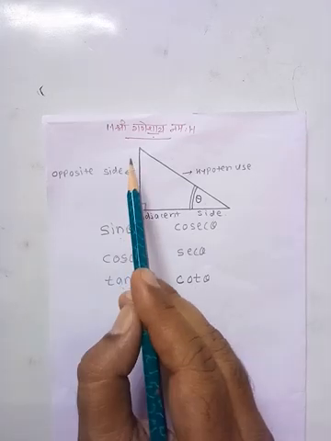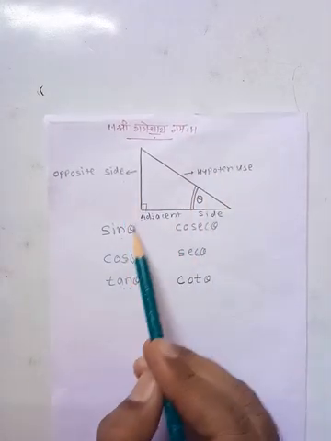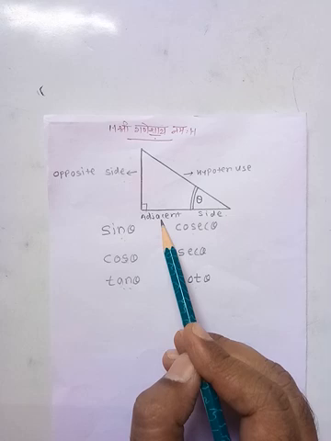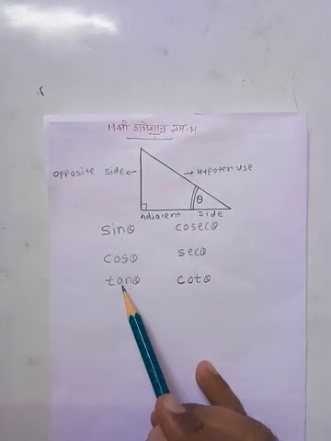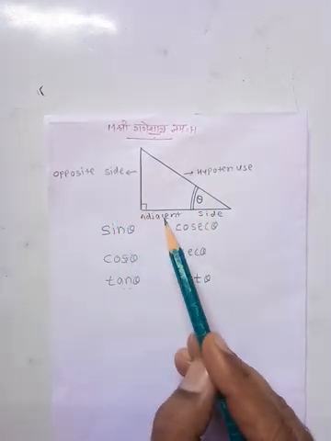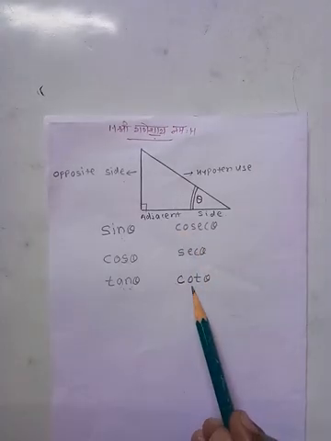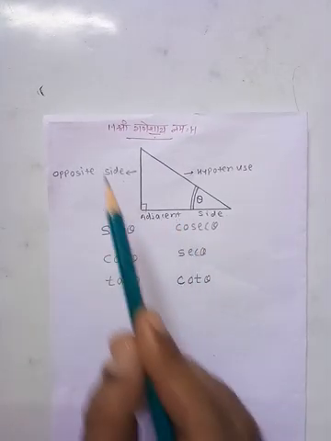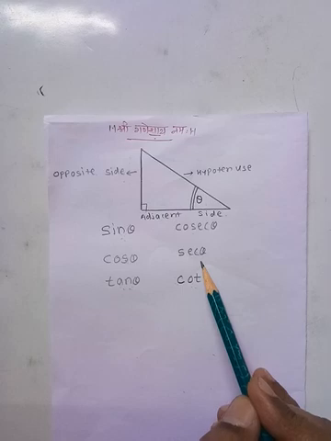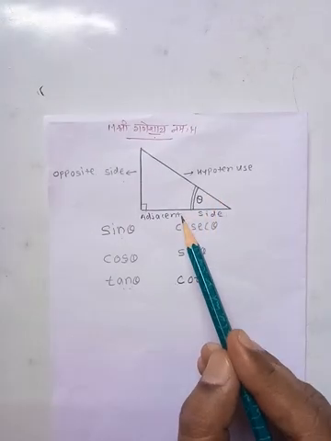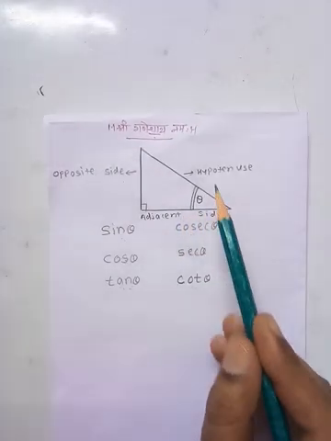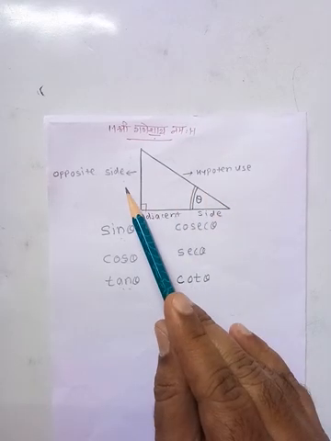Sin theta is equal to opposite side upon hypotenuse. Cos theta equals adjacent side upon hypotenuse. Tan theta is equal to opposite side upon adjacent side. Cot theta equals adjacent side upon opposite side. Sec theta equals hypotenuse upon adjacent side, and cosec theta equals hypotenuse upon opposite side.